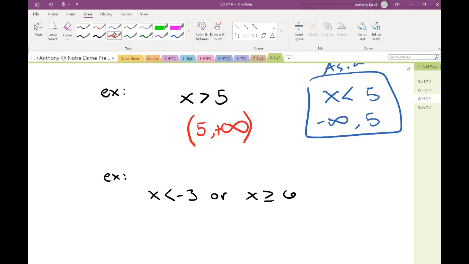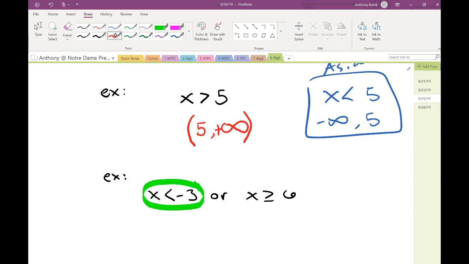So for this one, we have the compound inequality. We want the x's that are less than negative 3, or the x's that are greater than or equal to 6. So the way that we deal with a compound inequality like this is we just take it one piece at a time. So let's just look at x is less than negative 3 and pretend that's by itself.